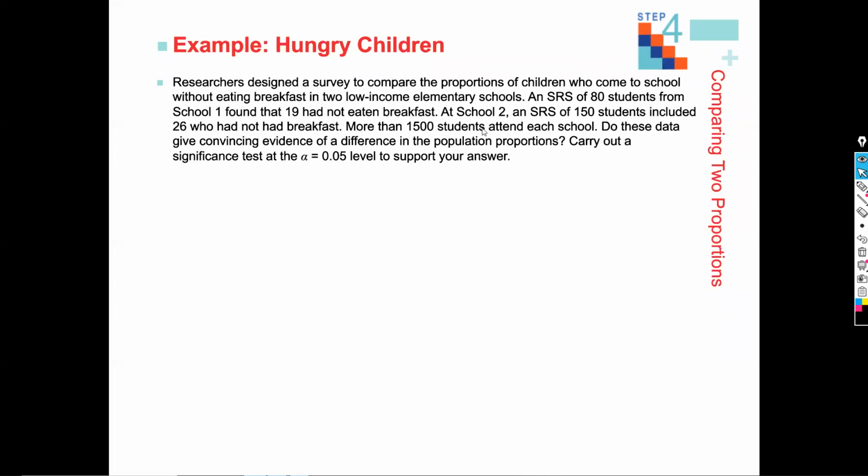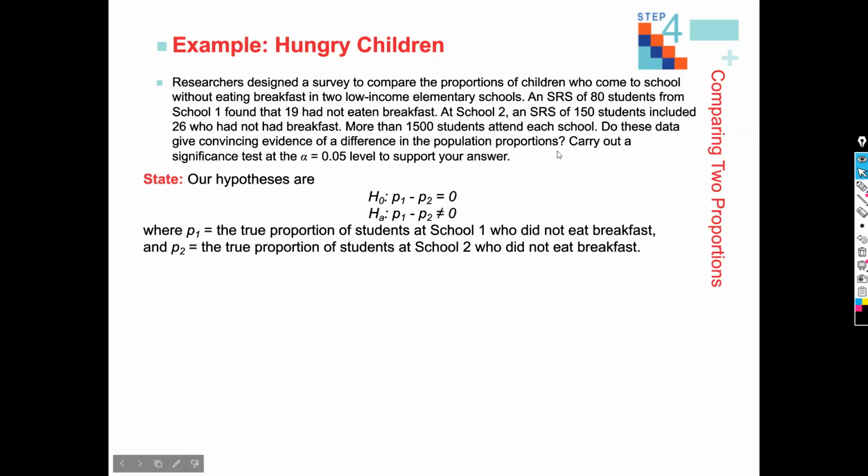So because it's asking, do the data give convincing evidence of a difference? It doesn't give a specific direction. We're going to have a two-sided test. So our null is going to be that P1 minus P2 is 0. Our alternative is that P1 minus P2 is not 0. And actually, let me show step 2 real quick first, because our conditions are going to be the same here.